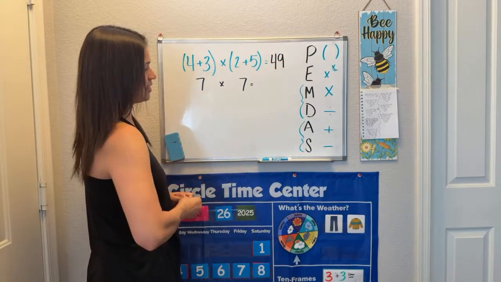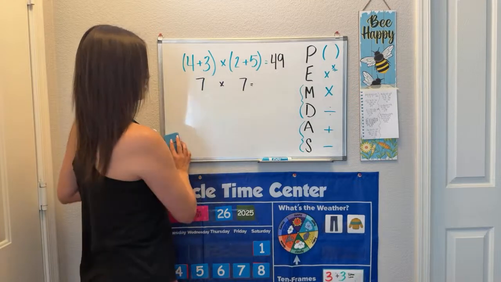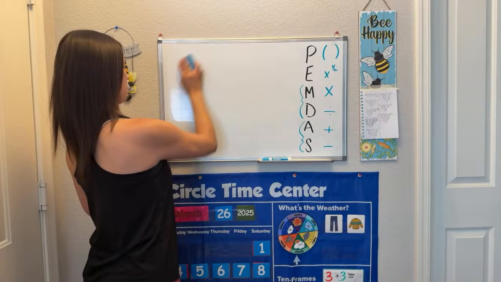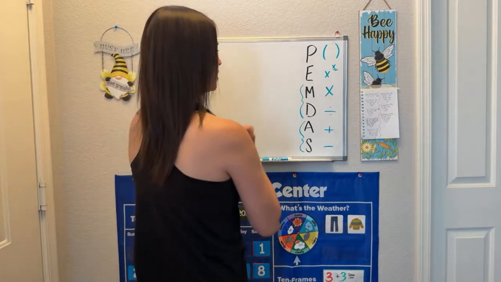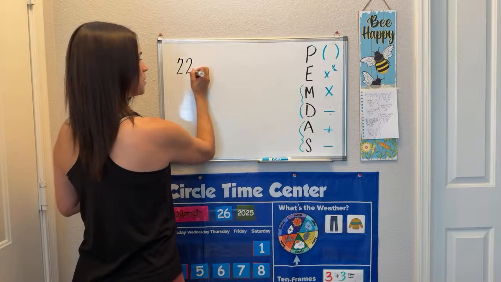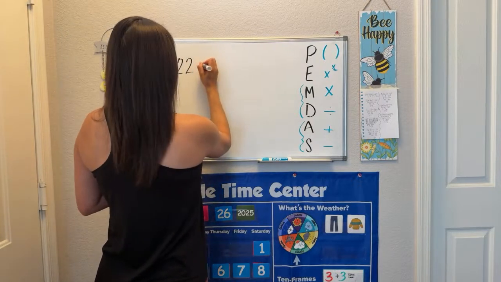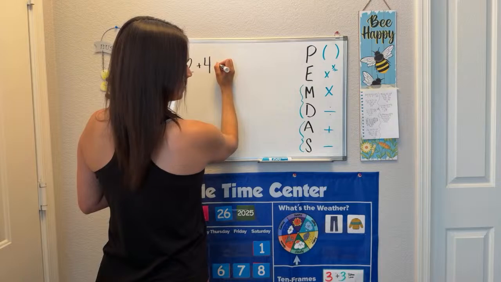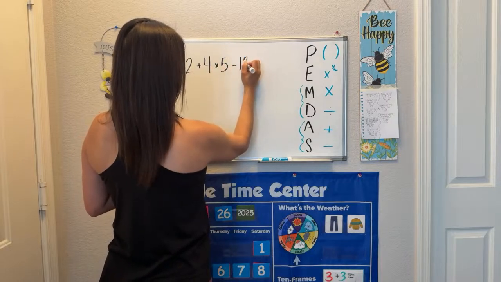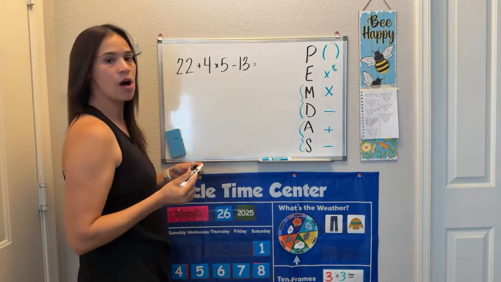Yay! So there's that problem. Moving on. Let's do a little bit more complicated. Let's do, I guess not so much complicated. 22 plus 4 times 5 minus 13 and solve.